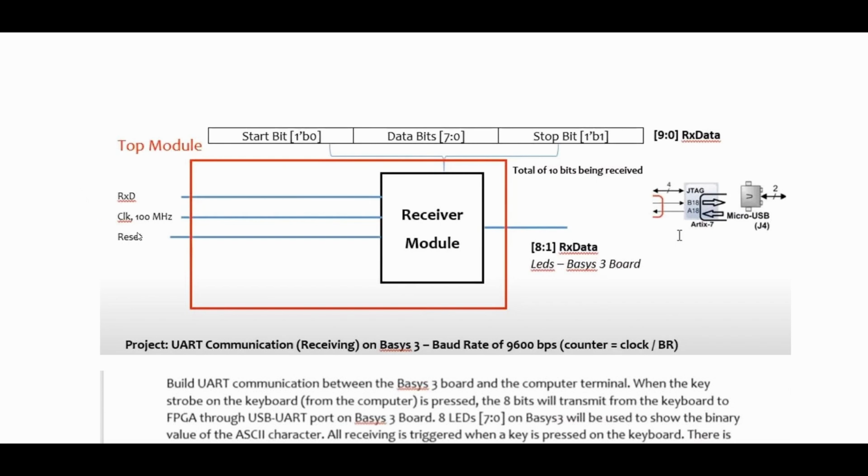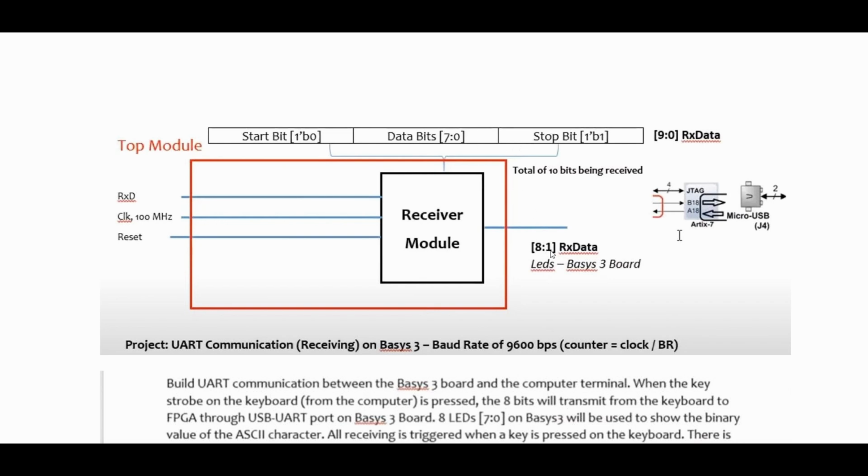We will be using the FPGA clock, and the Basys board has a clock of 100 megahertz. Then we have a reset button to clear all the input values. And you have a receiver module which uses 10 bits and also uses UART communication: a start bit, 8 data bits, and one stop bit.